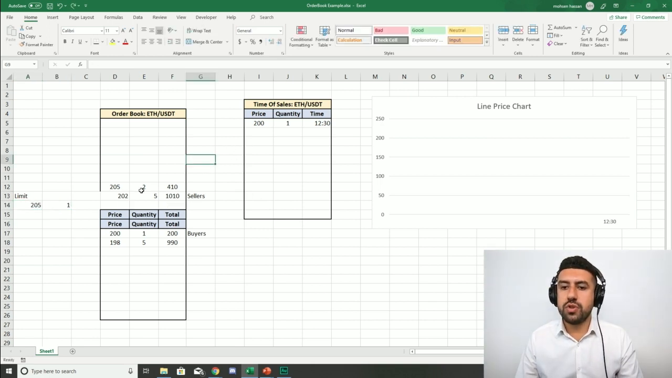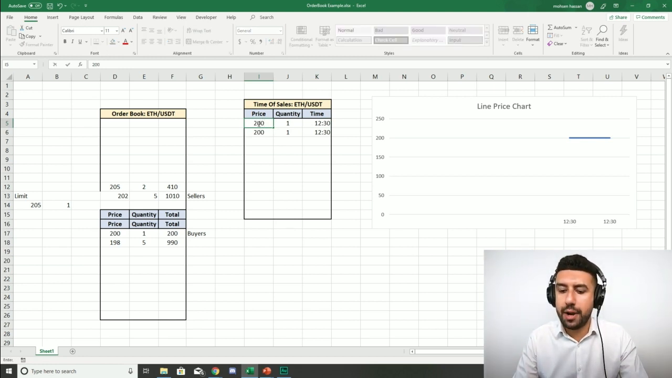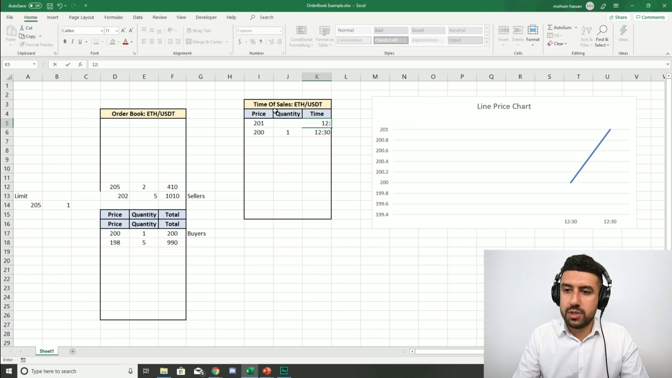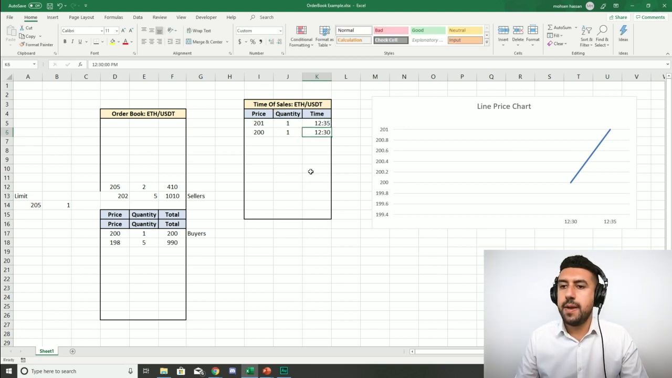Now, the transaction that happened is going to pop up on the time of sales. So this transaction is going to go down in the time of sales. The initial transaction is the one that just happened. It was 201 for one coin, and there's going to be the quantity and the time. Let's say the time that this happened was 12:35.